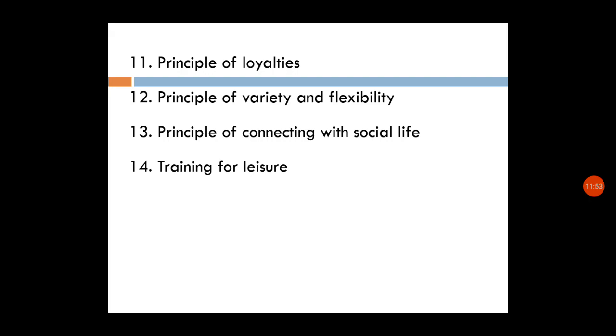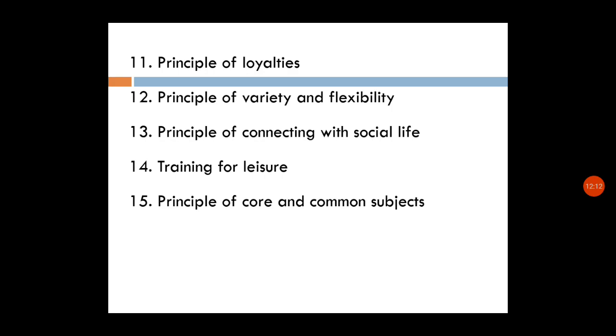That is a training for leisure. Leisure is nothing but free time. Next is the principle of core and common subjects. So there should be some core and common subjects. That is the next principle. So we have to give importance for core and common subjects.